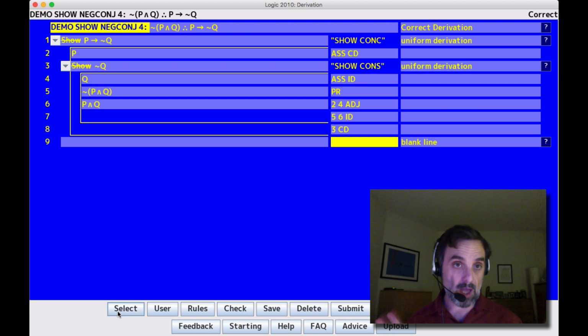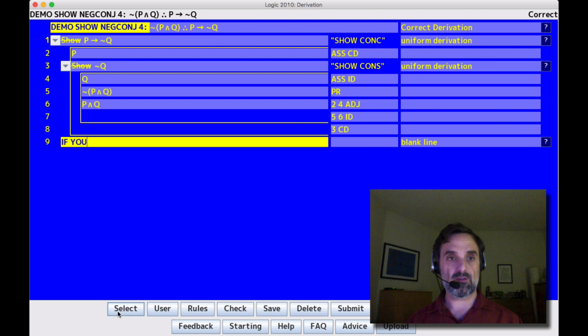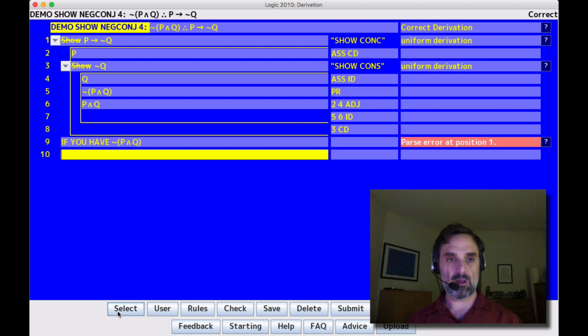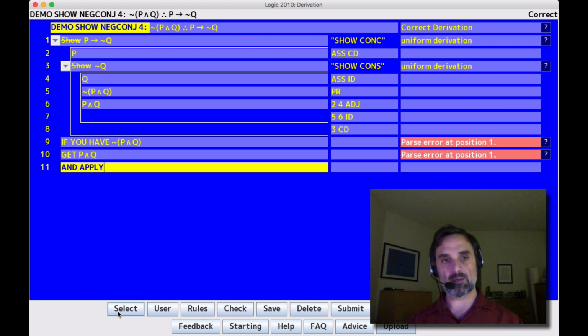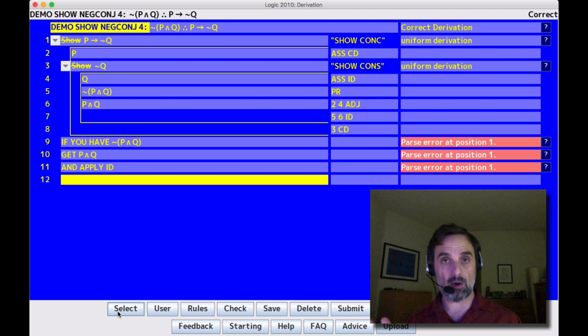So the general strategy here is, if you have negation P and Q, then get P and Q and apply ID, right? That's what we did in all 4 of these, and that is in general what you want to do. If you see, oh, I have negation P and Q, how do I handle that? Build P and Q, and then apply ID.